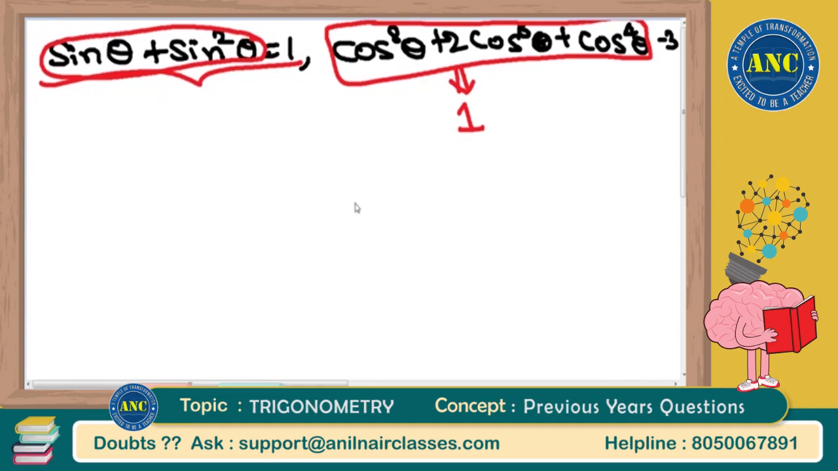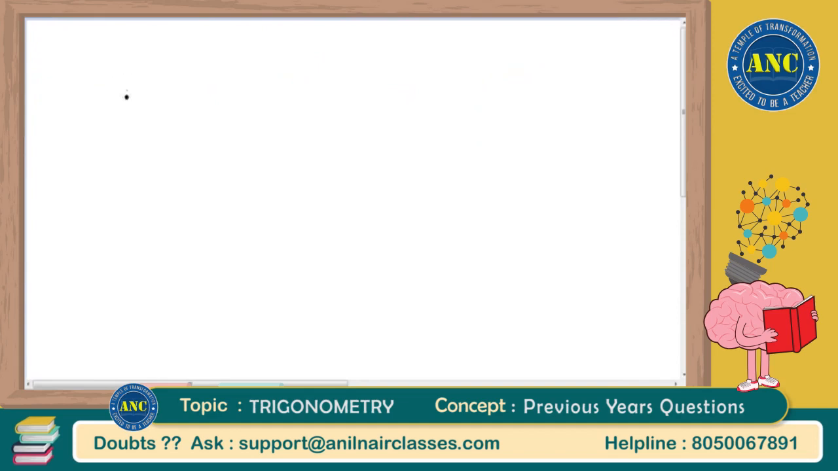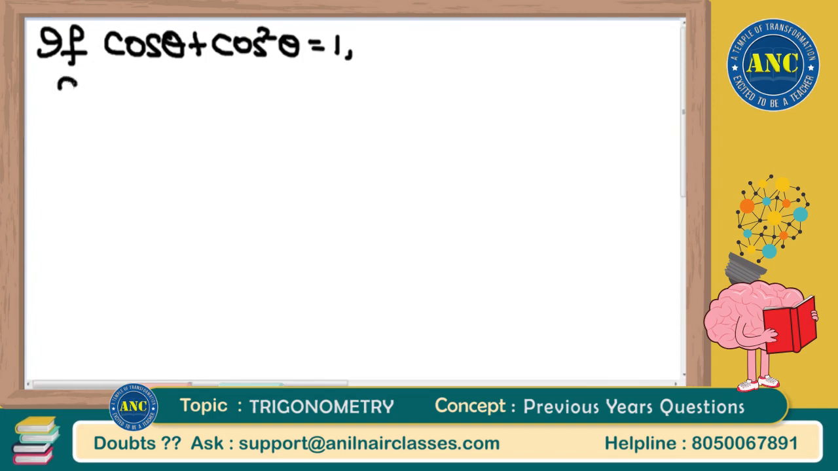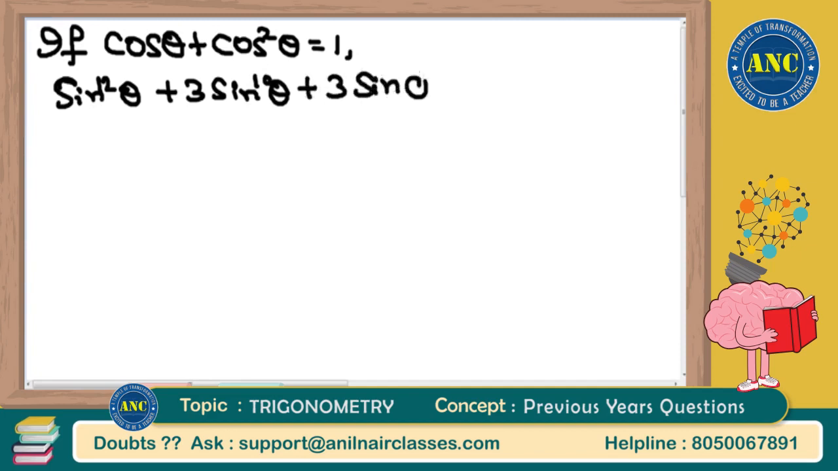Second question. See here. Can I say another question in that model? If cos theta, a slightly higher level but similar kind of model, plus cos square theta is equal to 1. If cos theta plus cos square theta equals 1, your question is to find the value of sine theta power 12 plus 3 sine theta power 10 plus 3 sine theta power 8 plus sine theta power 6 plus 2.